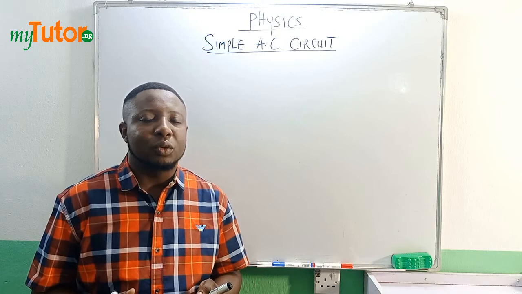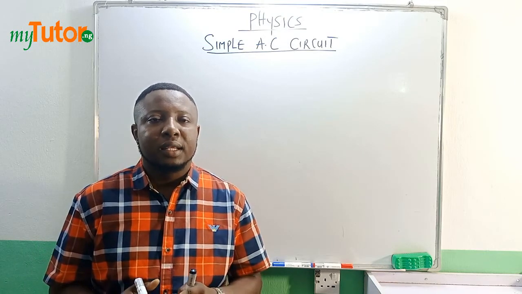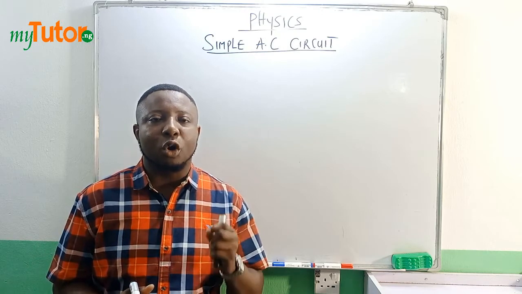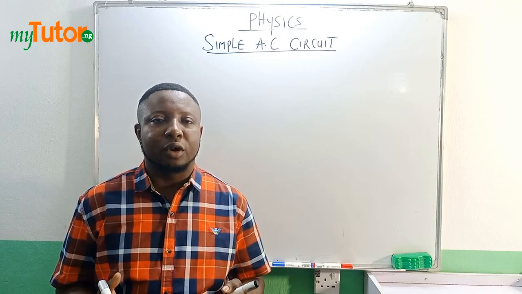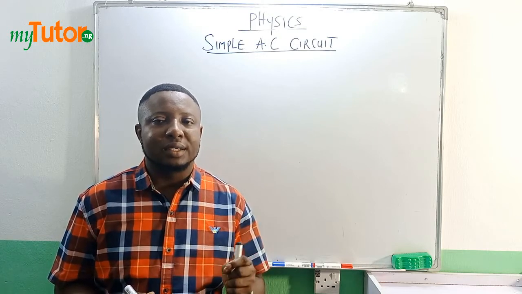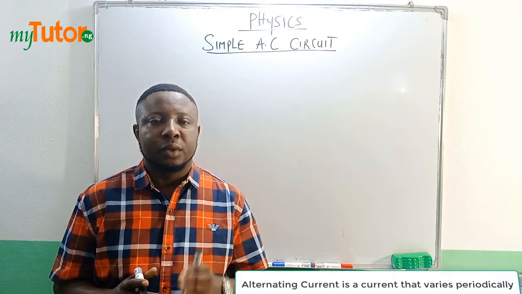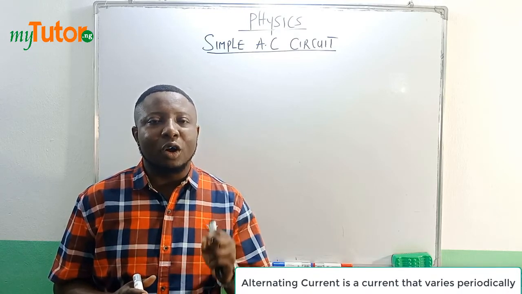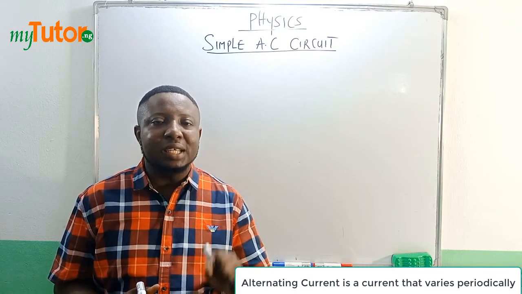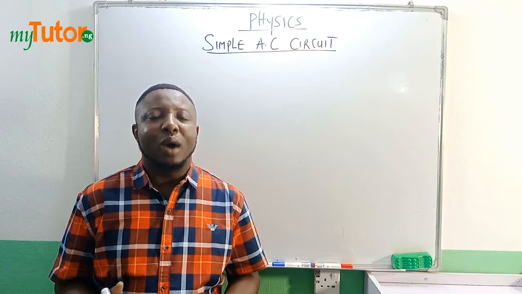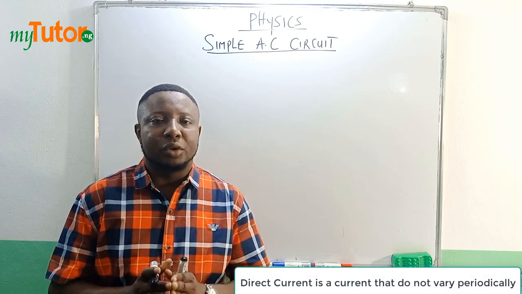So in today's topic, we are discussing a simple AC circuit. The word AC implies alternating current. Remember, there are two types of current: alternating current and direct current. What is alternating current? Alternating current is a current that varies periodically, a current that changes periodically, while a direct current is a current that does not vary periodically.